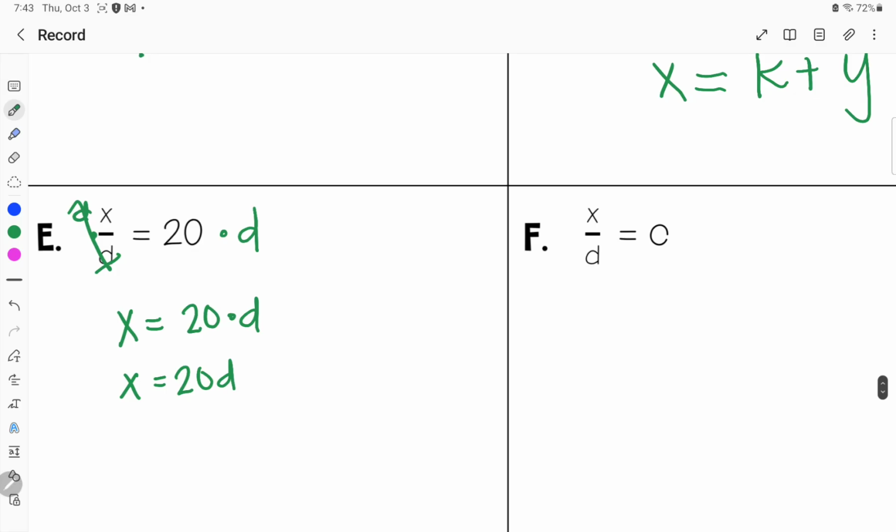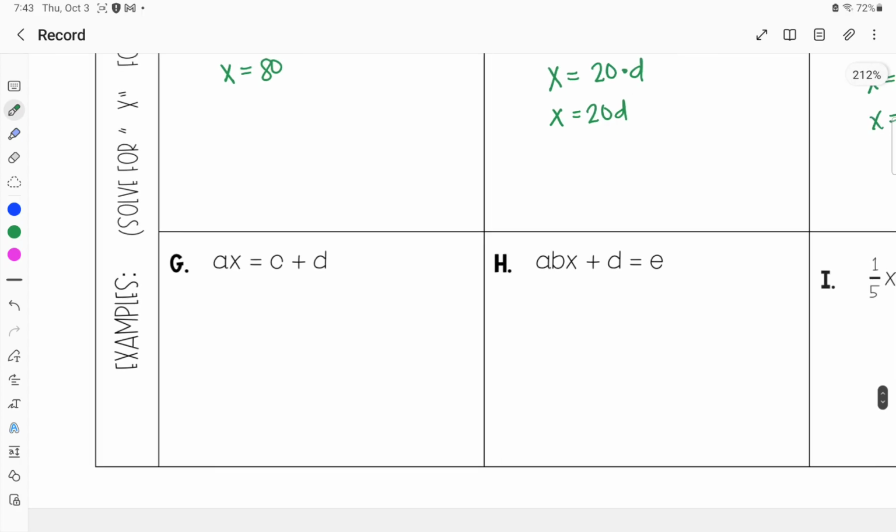Our final one, everything again is variables. I still need to just get x alone. So on the same side, x right now is being divided by d, so the opposite would be timesing by d, giving me 1, and then multiplying this side by d, leaving me with x equals c times d, or the most correct way, cd. Again, x is alone on one side, or whatever I'm solving for is alone on one side, everything else moved to the other.